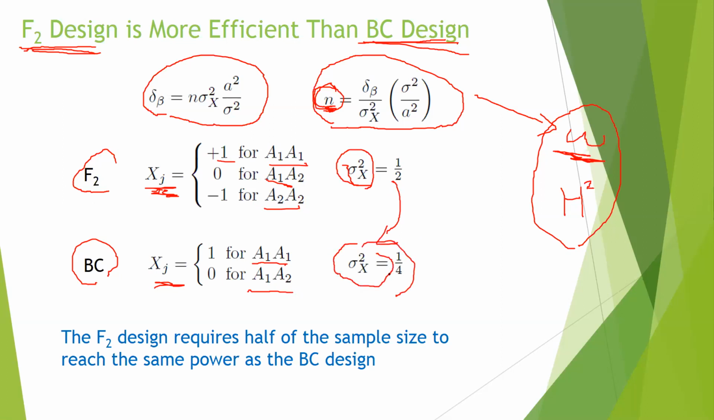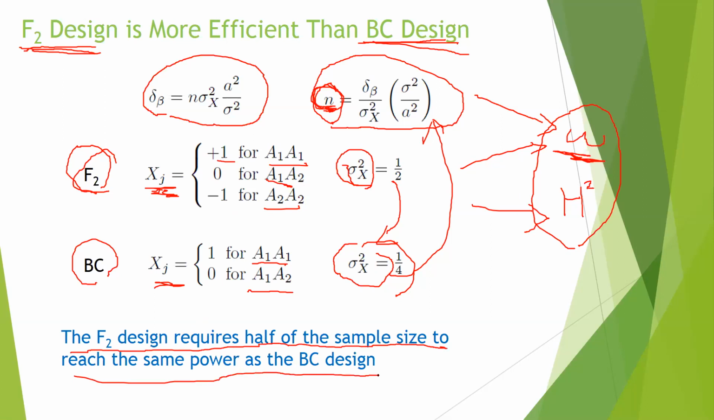So if you relate this to this, what does that mean? Since the F2 design has more information, to achieve the same power with the same traits, we need less sample in F2 design than in the backcross, which means the F2 design requires half of the sample size to reach the same power as the backcross design. Does that make sense to you?